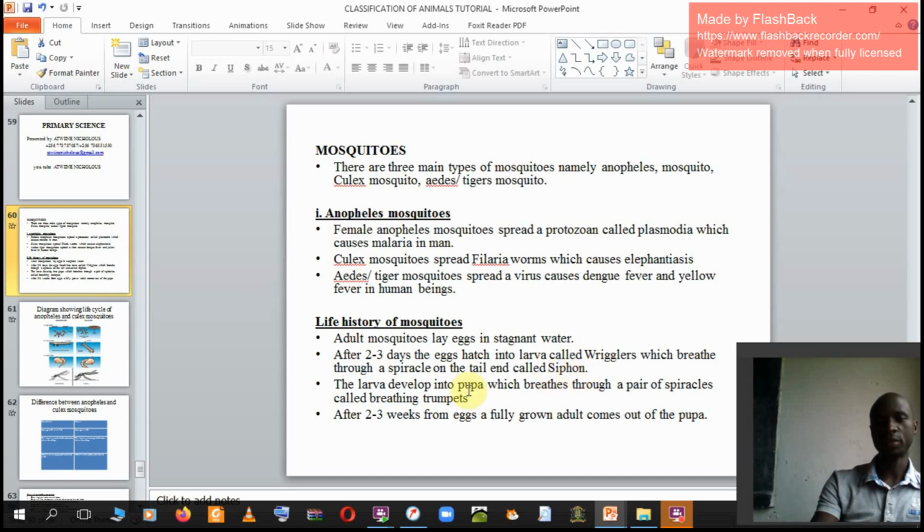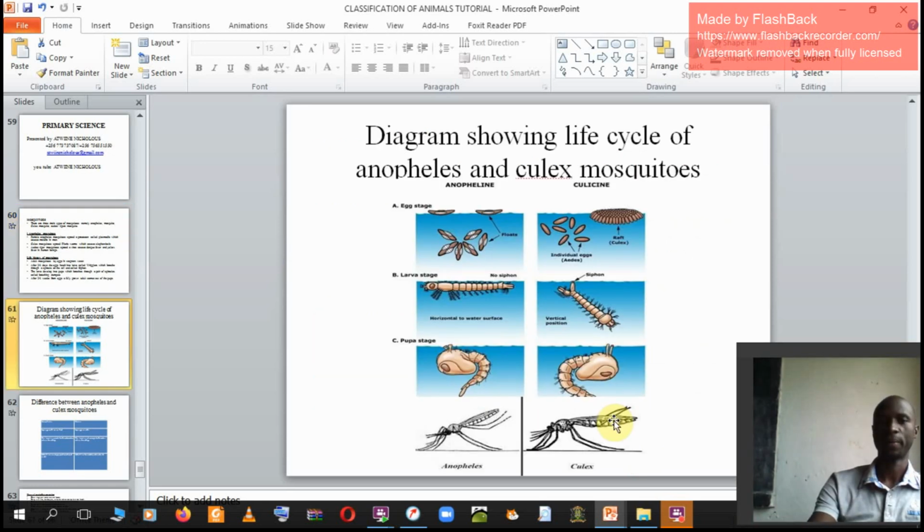The larva develops into pupa, and the pupa breathes through trumpets. The breathing organs for the pupa are called trumpets. Then after 2 to 3 weeks, they just grow into an adult from pupa. These are diagrams, or it's a diagram showing the life cycle. We have Anopheline or Anopheles. This is the part for Anopheles. This is for Culex and tiger.